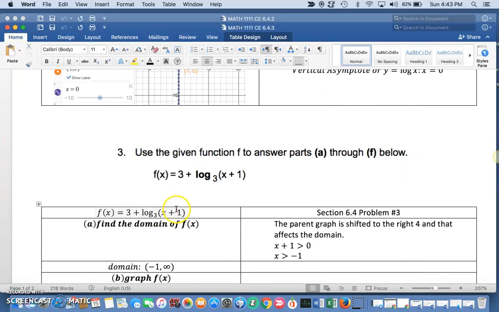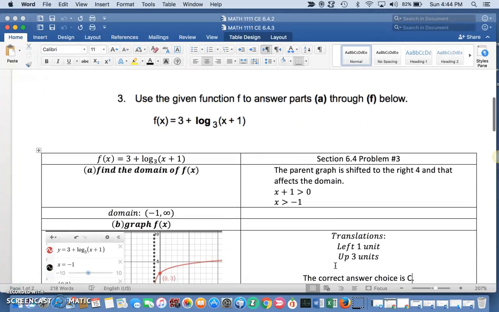First thing is the domain. Remember, we can't find the logarithm of a negative number. Actually, it has to be a positive number. It has to be greater than 0, not even 0. So x has to be greater than negative 1. Domain is negative 1 to infinity.